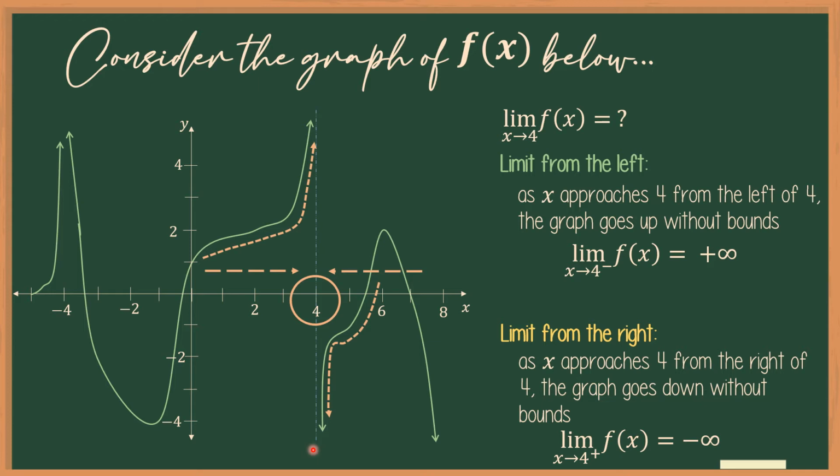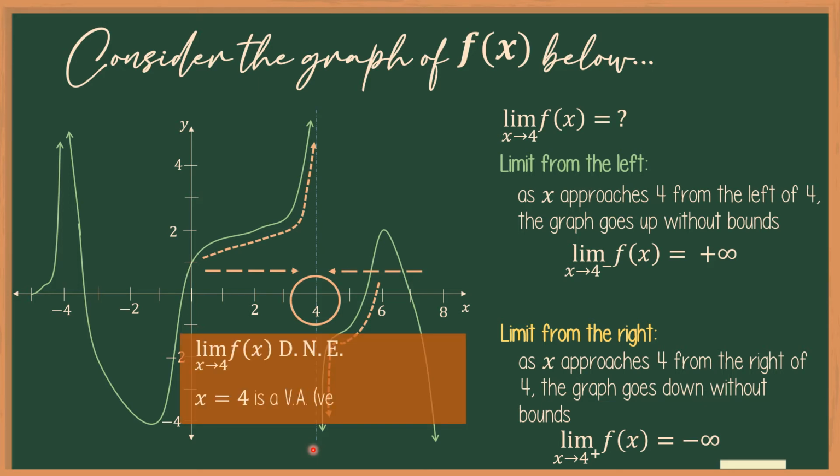When the function values increase or decrease without bounds, we have a vertical asymptote. So in this case, we conclude that the limit does not exist. Each of the one-sided limits does not exist, but since one is positive and the other is negative, we generalize that the limit of f of x as x approaches 4 does not exist. And we say that x equals 4 is a vertical asymptote.